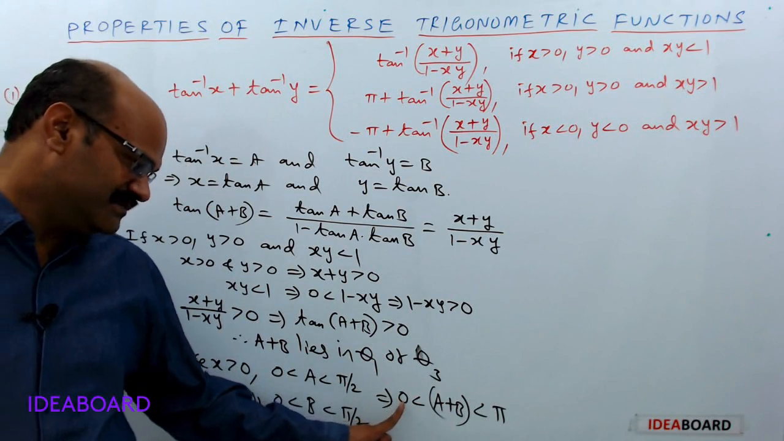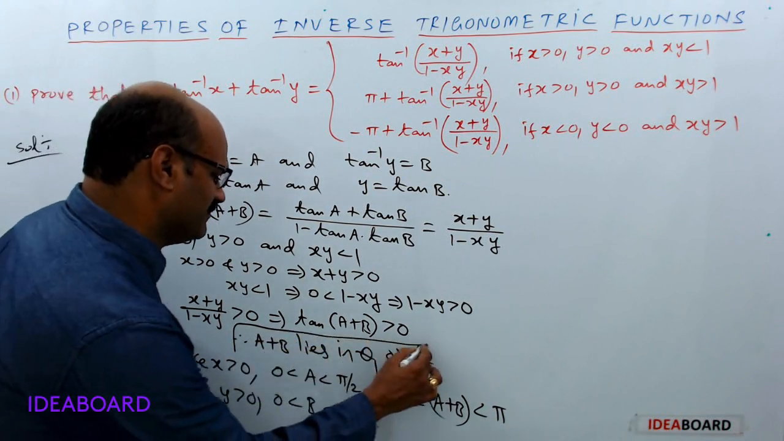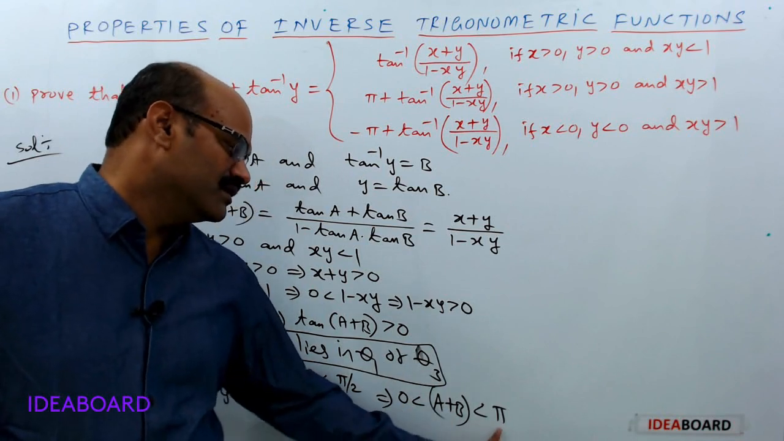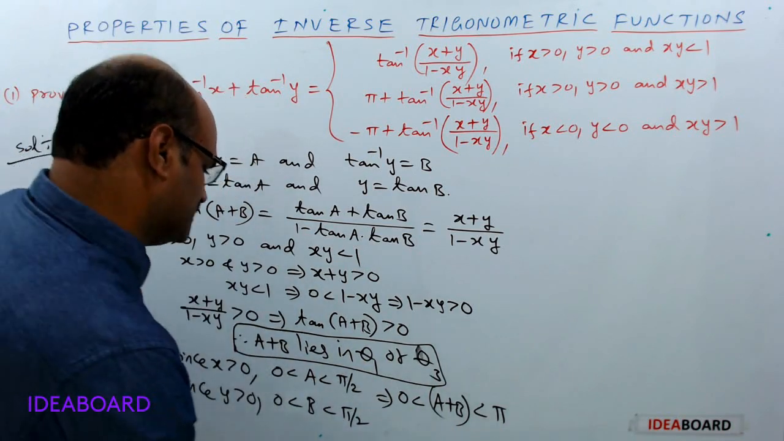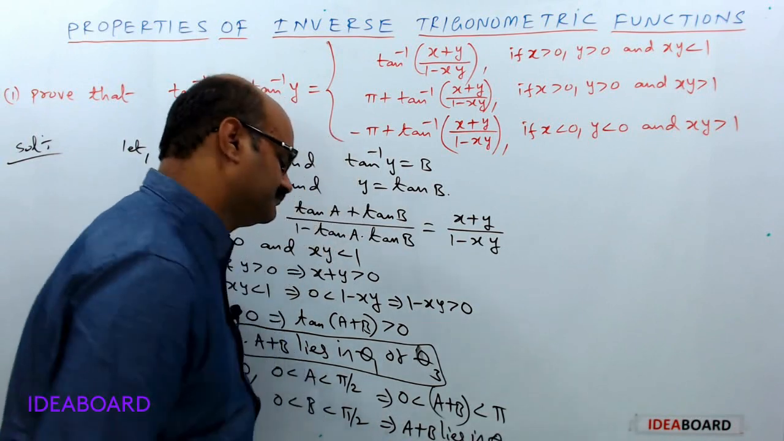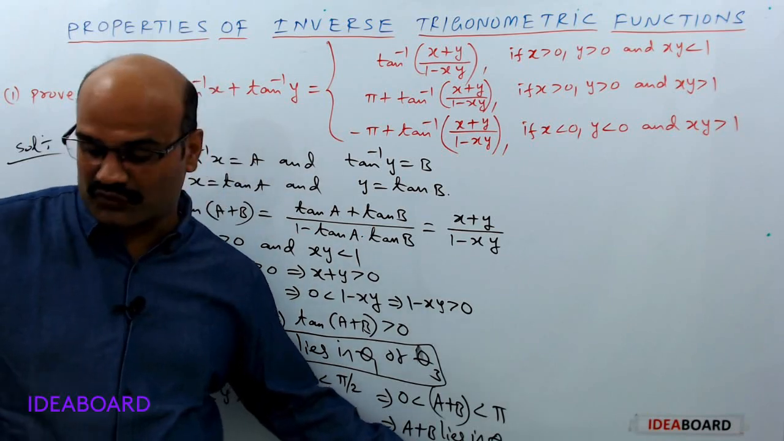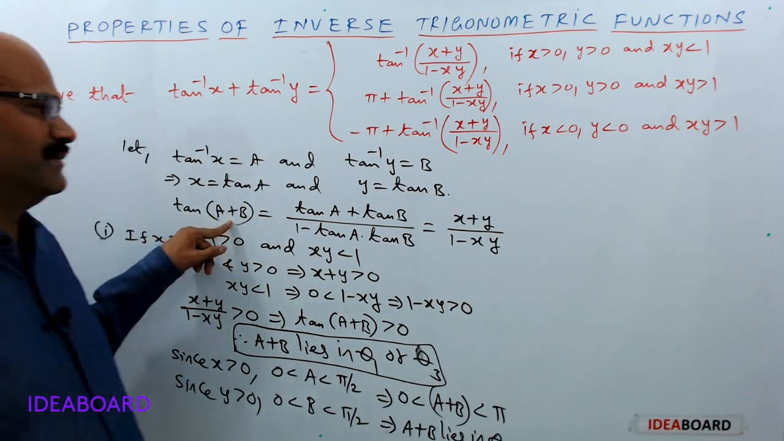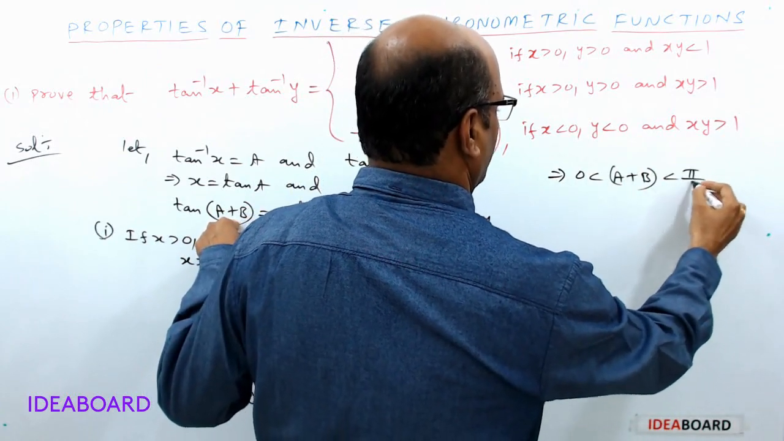Here a plus b lies between 0 and pi. But we came to know that a plus b lies in the first quadrant or in the third quadrant. Since a plus b lies between 0 and pi, we conclude that a plus b lies in the first quadrant. So a plus b is positive, in the first quadrant. Now we say that 0 less than a plus b less than pi by 2.